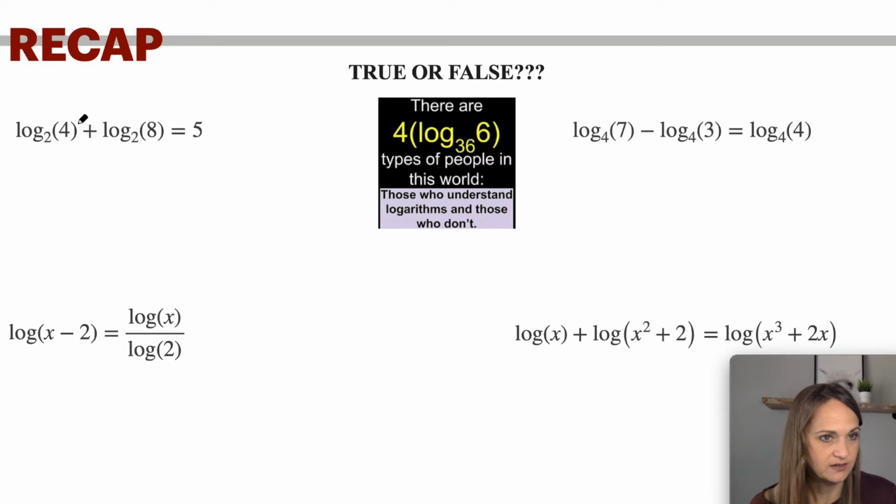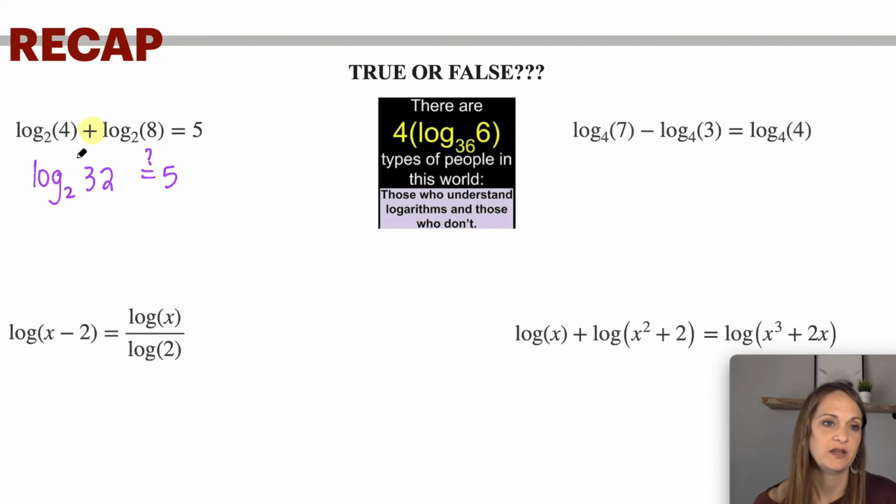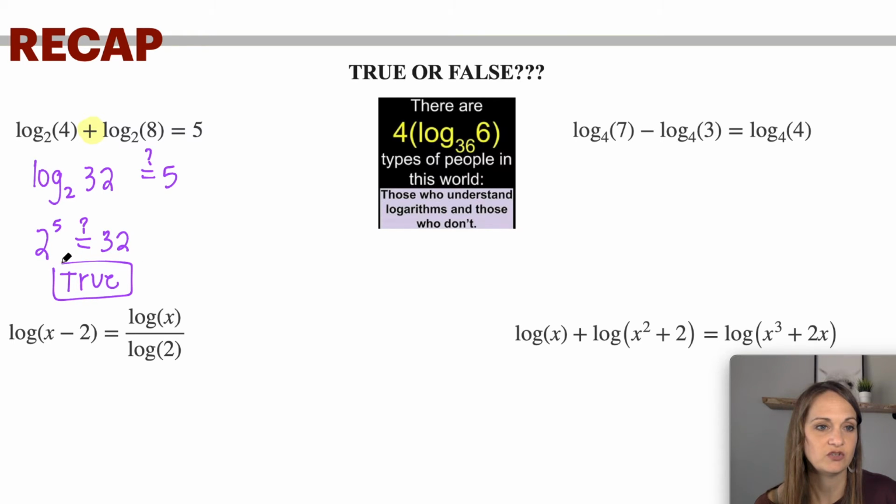Okay, for the first one, because you have addition between two logs, that means you can multiply the 4 times 8 to get 32. We want to know, does log base 2 of 32 equal 5? So 2 to the 5th, does that equal 32? And yes, it does. And so your answer is true.